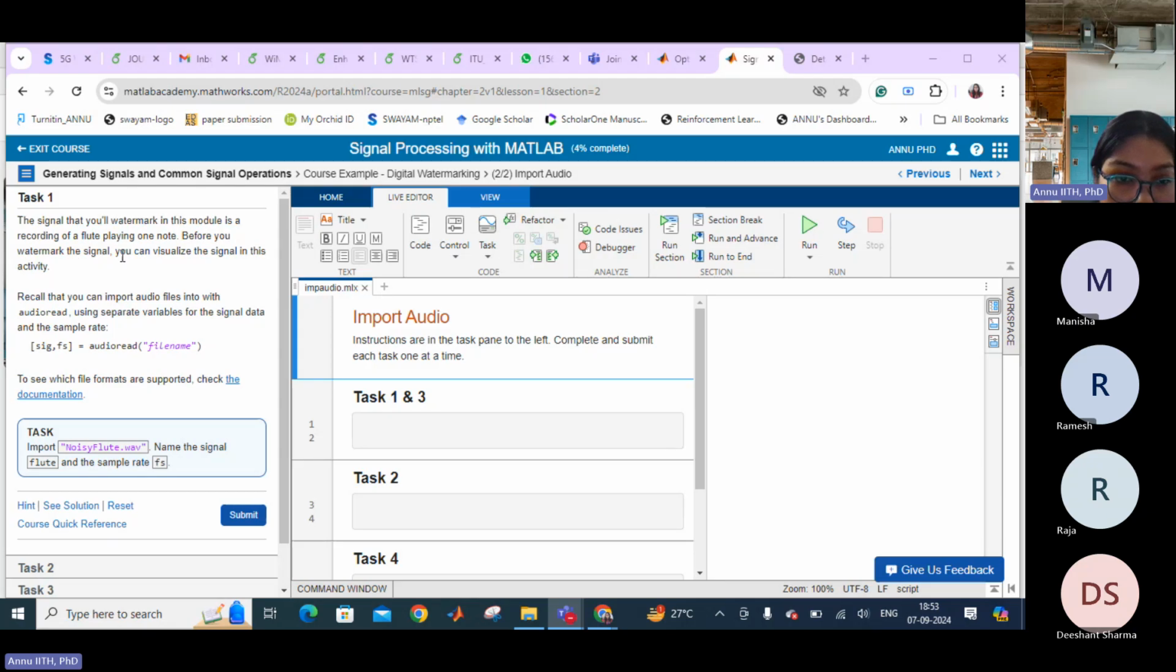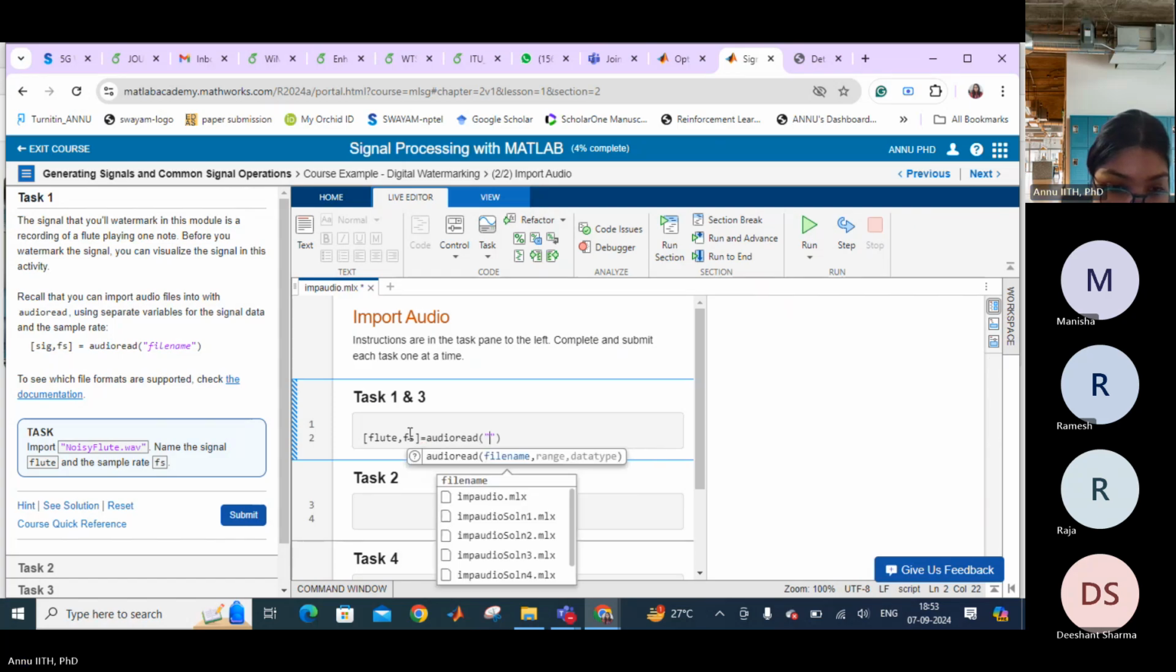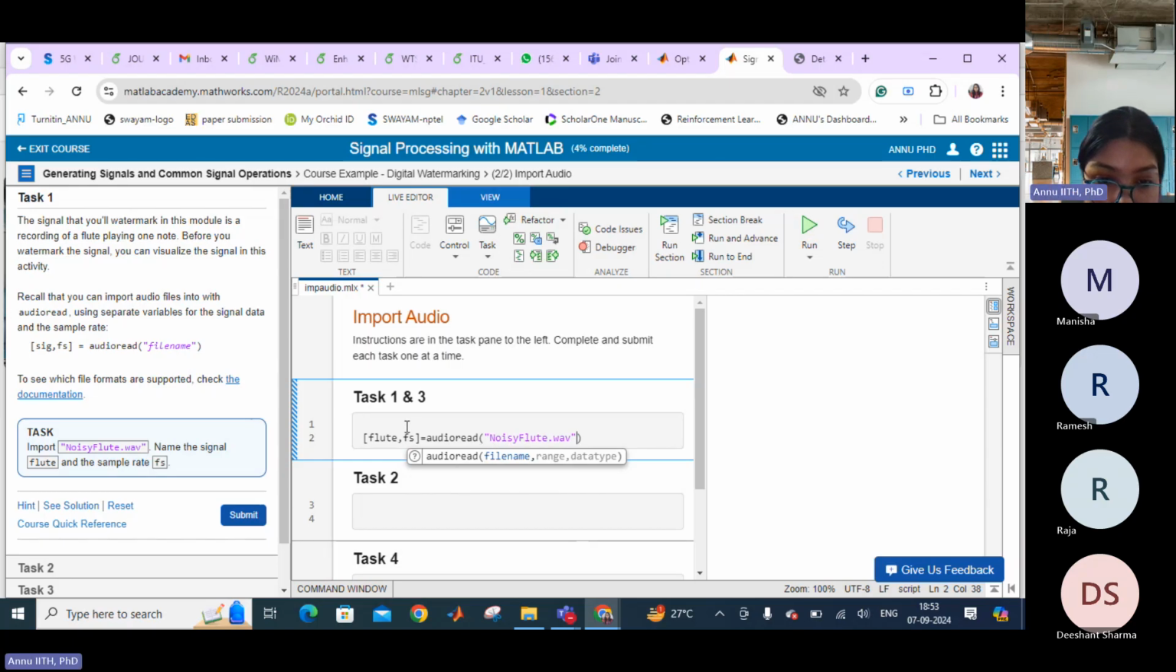Now, before you watermark the signal, you can visualize the signal in this activity. Recall that you can import the audio files with audioread, using separate variables for the signal data and the sample rate. So let's have the signal named flute, and fs equals audioread, where the file name is noisy.